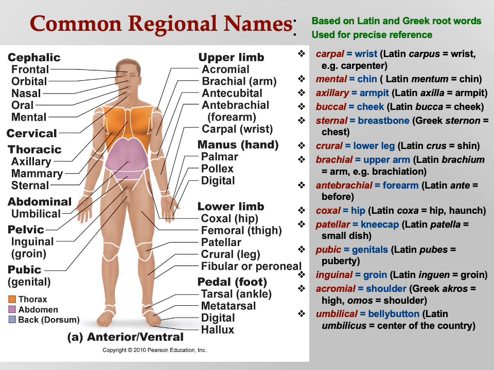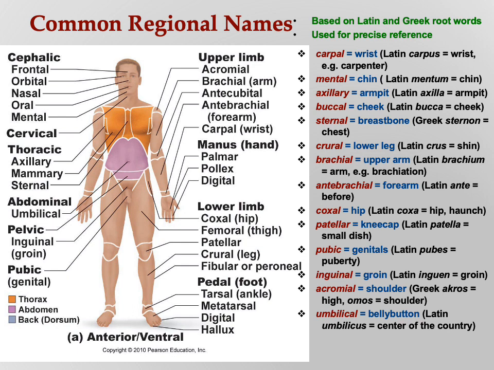So carpal refers to the wrist. Latin, carpus is the wrist. Think of a carpenter, you have to hit with the hammer. Mental, that's the chin. You might think mental, that'd be your forehead. No. In Latin, mentum means chin. So your mental region is your chin. Axillary is the armpit. Latin axilla means armpit.